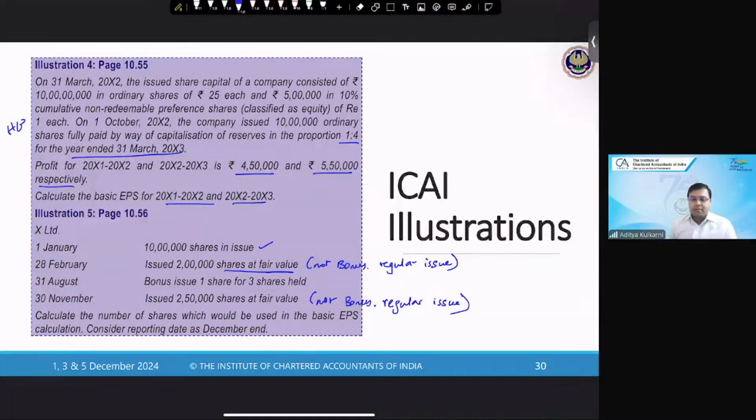Okay, calculate the number. The right of bonus is on 12 lakh shares, right? Starting 1st January, 10 lakh, and 28th February, 2 lakh, so the capital structure is 12 lakh shares, and on the 12 lakh the right to bonus is available. Okay, the 12 lakh shares will be entitled to bonus. That's right. Okay, perfect.